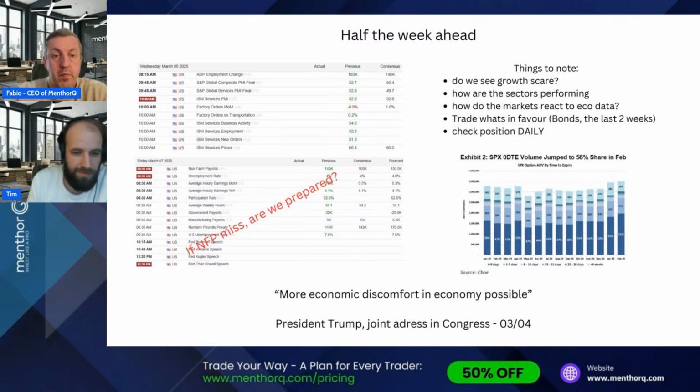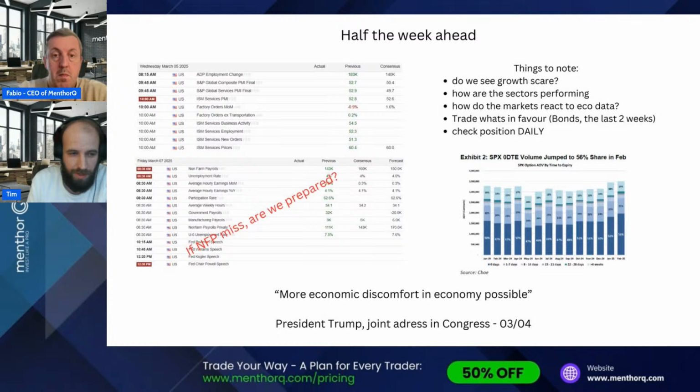And that's a trend that is ongoing. And it's also a little bit of the reason why we are doing this stuff here, right? Why we are talking about options and why we are trying to bring this service to you. And for the next 2 days, things to note: will the growth scare in markets materialize?